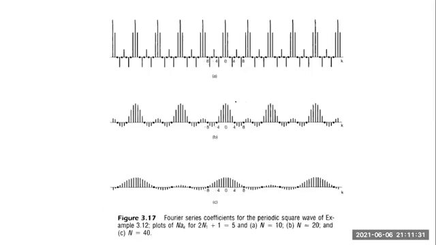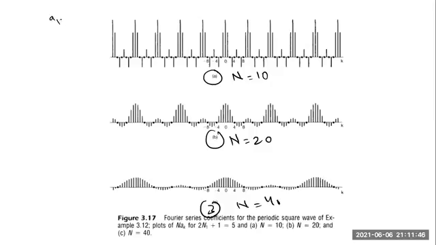So if you plot this, this is what you will get. This is for n equal to 10. This second one is for n equal to 20, and this third one is for n equal to 40. And you can see the difference in the behavior of the Fourier coefficient. In this case, because the Fourier coefficient is a real number, we only end up with the magnitude plot.